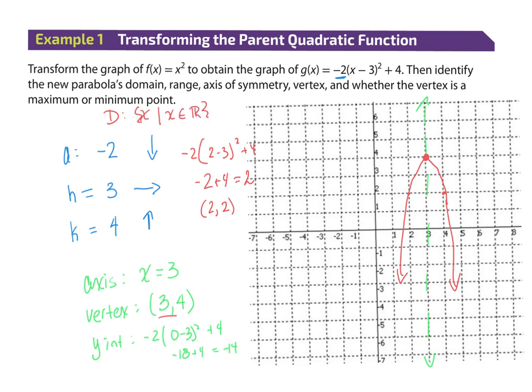But my range here is not going to be all real numbers. My range, remember, is my y values. My range is going to start right here at that 4 and just go down. It doesn't get any higher than that. So y is going to be less than or equal to 4 as a range because it starts at 4 and goes down for y's. So that would be how we would graph something in vertex form.